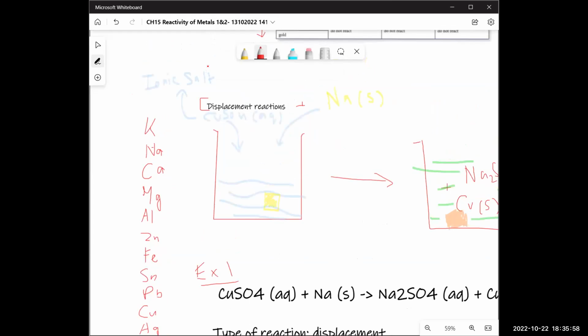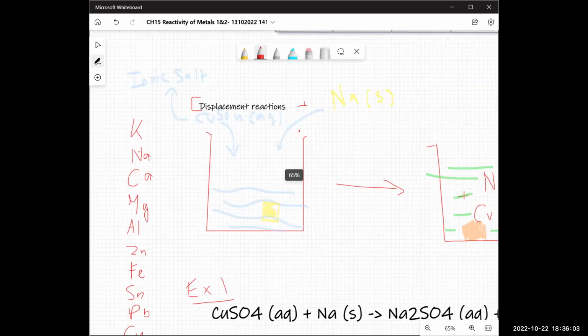Ionic salt, copper sulfate. Now, what happens if I add sodium in there? First, tell me what is more reactive, copper or sodium? Sodium. Sodium is more reactive. So, as we know, more reactive replaces, or rather displaces, the less reactive. Now, okay, then what will happen?